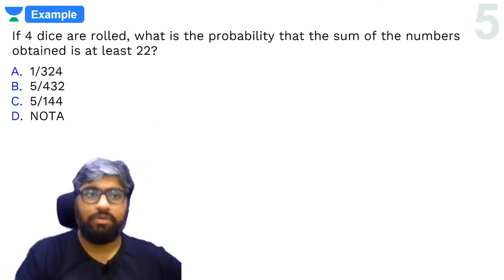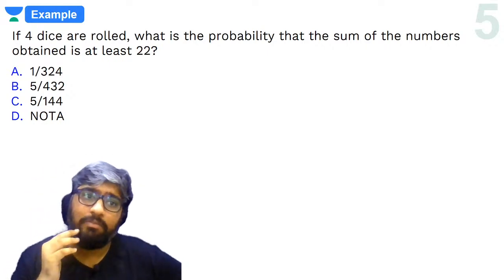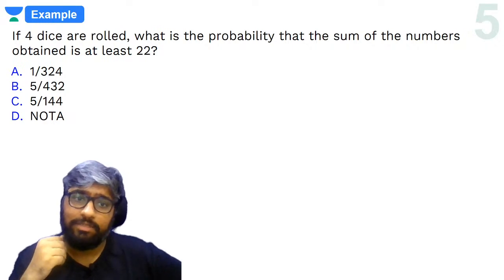Now here's a question for you. If 4 dice are rolled, what is the probability that the sum of the numbers obtained is at least 22?